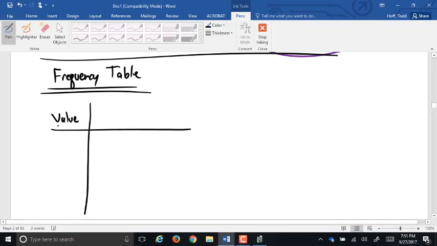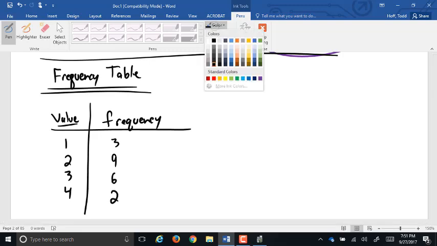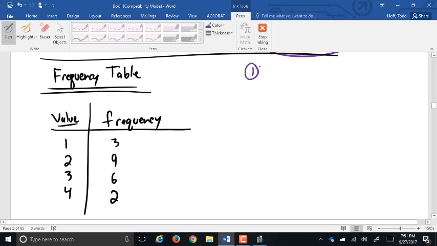Just because my creativity is gone, we're going to call it the value. Let's say I have values of 1, 2, 3, 4, and 5. You know what? Let's do 1, 2, 3, and 4 so that I don't have to work so hard. And the frequencies of 3, 9, 6, and 2. First thing we're going to do is we're going to find the mean. We're going to call that process A.